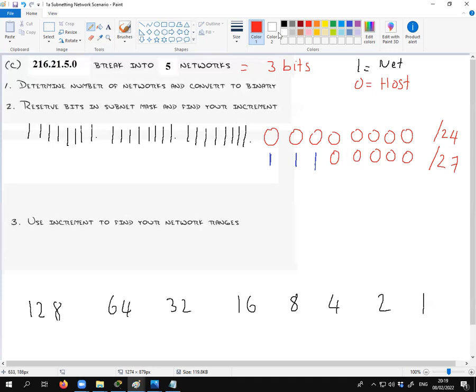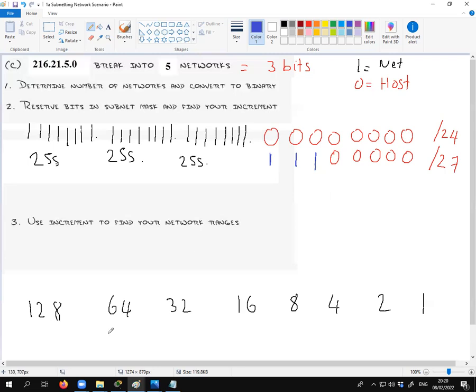Okay, what's your new subnet mask going to be now? 255.255.255. Now we have to take this here, 111 00000, and convert it into decimal.